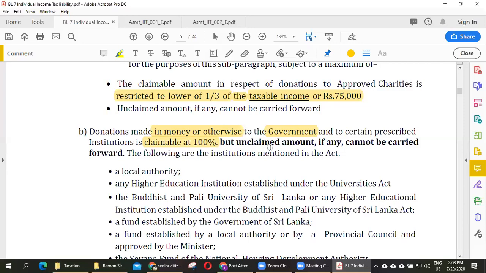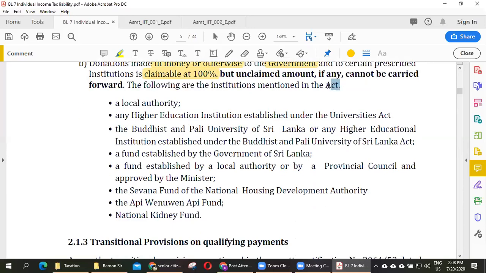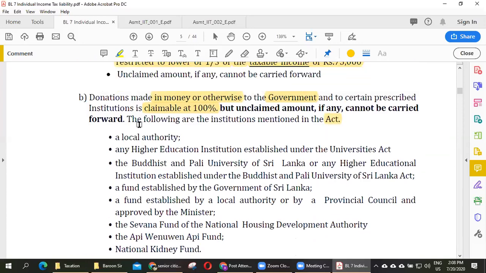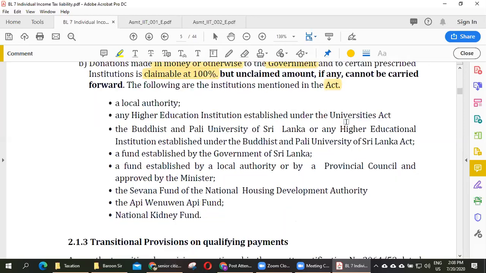The following are the institutions mentioned in the Act. We checked, they are in the Act. Act means here the Inland Revenue Act, number 24 of 2017, right?